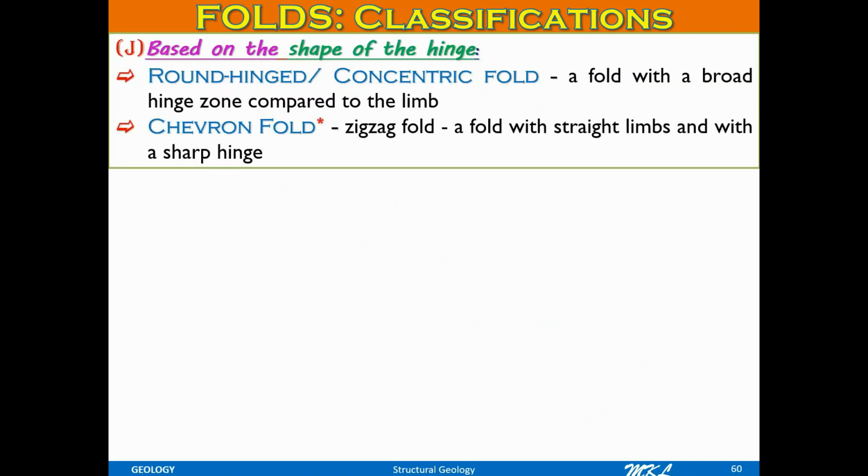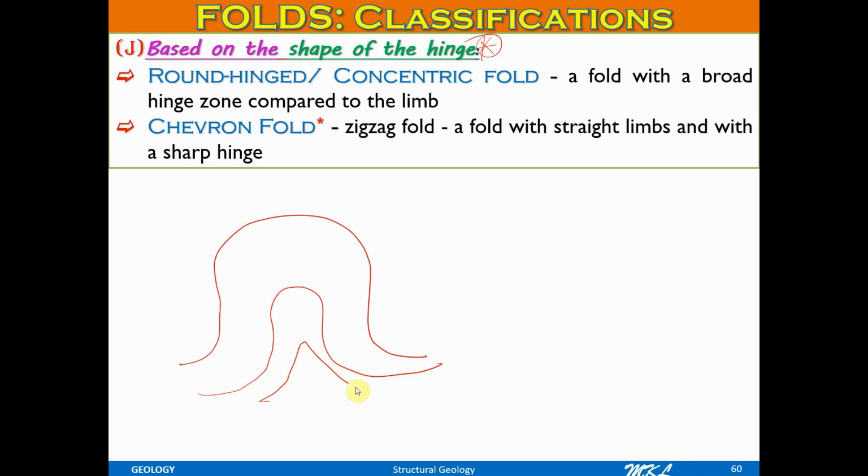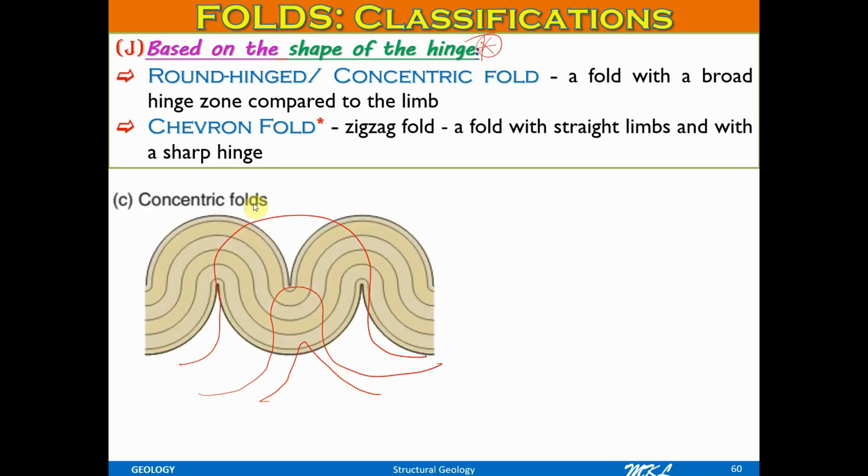Now based on the shape of the hinge, these things are very important. So you might want to put a star on that. Round hinge or concentric fold. Round hinge folds are those, a fold with a broad hinge zone compared to the limb is called round hinge structure. So if I draw a round hinge fold, that will look like this. So this type of structure will be generally called as a round hinge structure. So concentric fold or the round hinge fold is this.